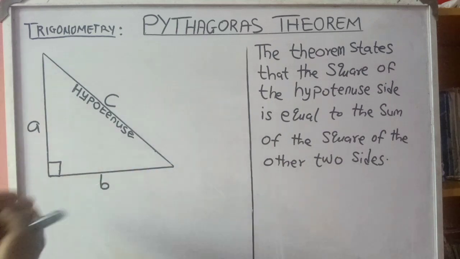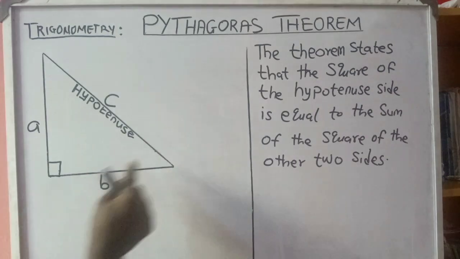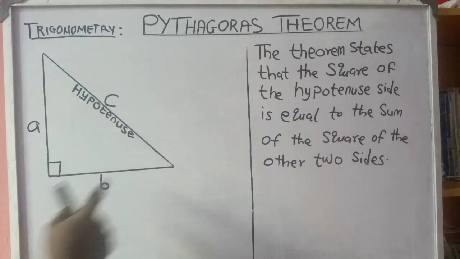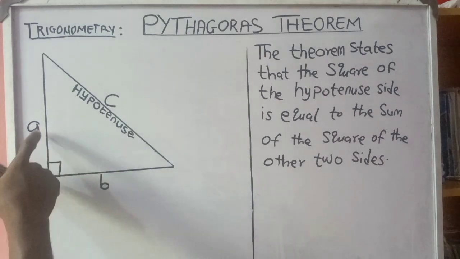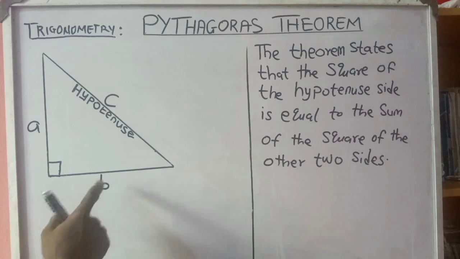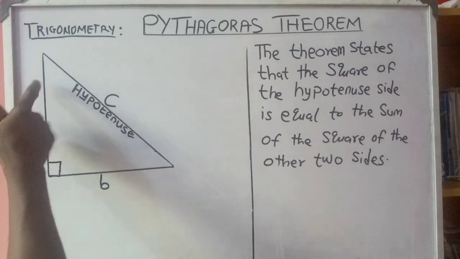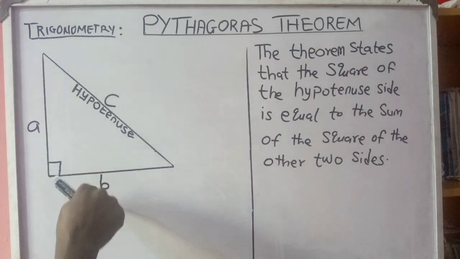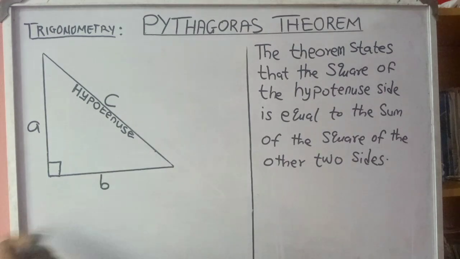Then these other sides are described as the opposite and adjacent, depending on where the angle exists. If the angle exists here, that is to say A is opposing the angle here. So in that case, A becomes the opposite, while B becomes the adjacent. But if the angle is introduced here, the angle will now be facing B. In that situation, B becomes the opposite, while A becomes what? Adjacent. So it depends on the position of the angle inside.